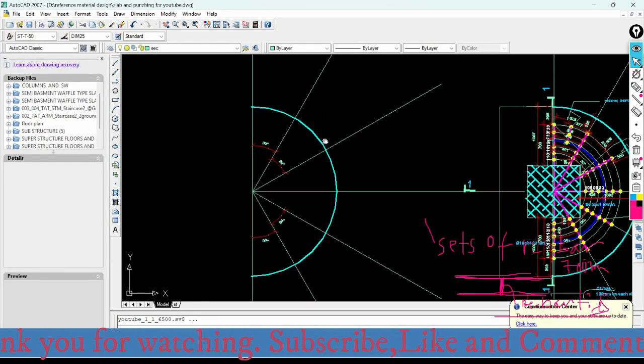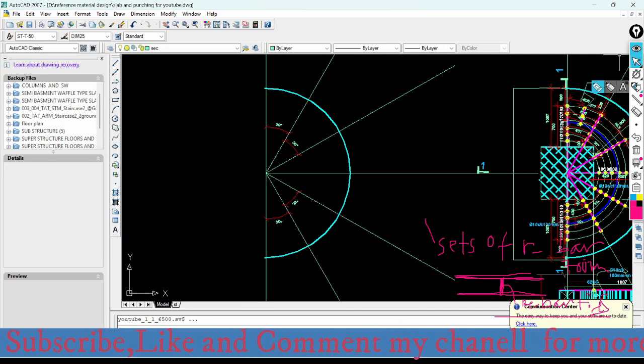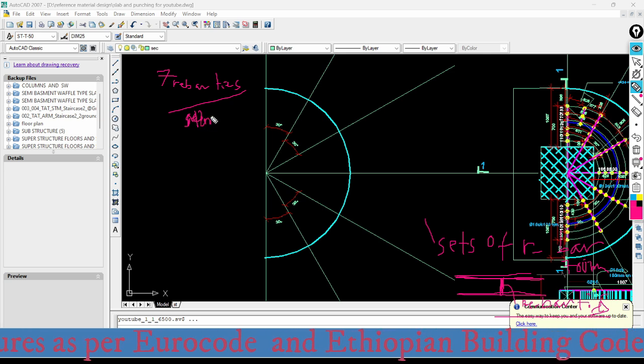Simply, here we have already said 7 rebar ties are required per set, per parameter. That means this is one here, this is the basic parameter, what you call it, u1, and here we have a colon here, so this is u0.